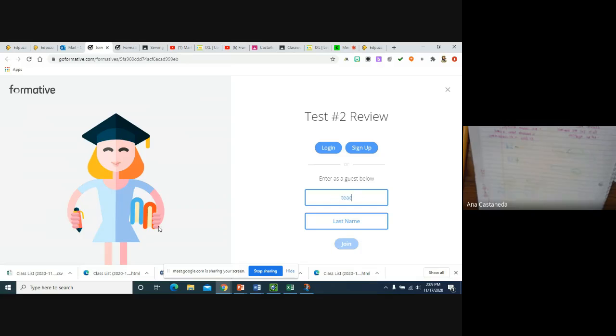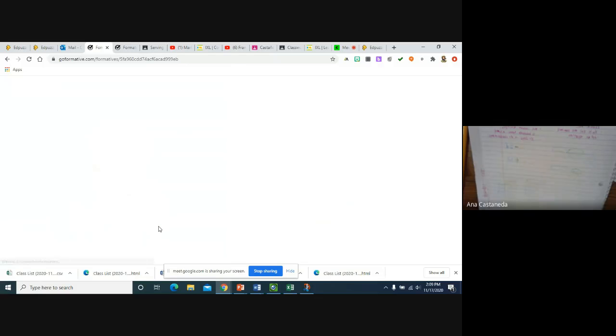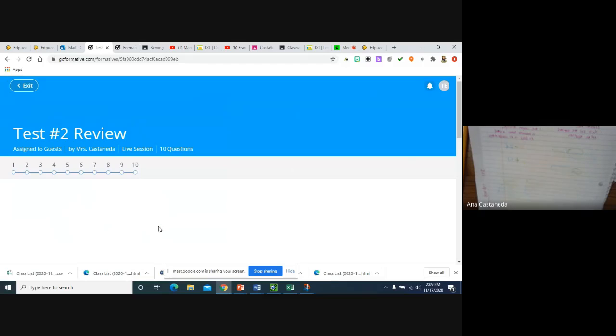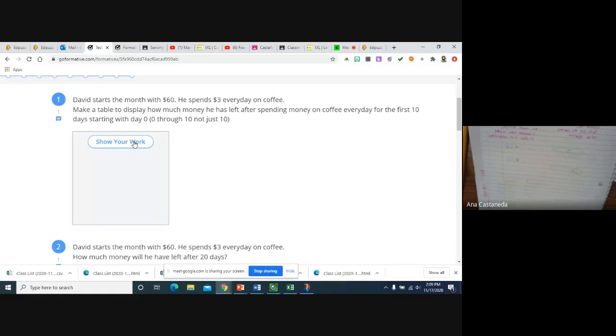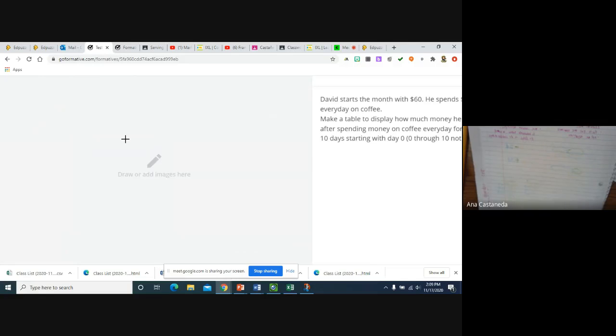You'll type in your first and last name. I'm doing this as an example just so you can know what it looks like. So we're going to do the review so everybody can see what you're supposed to do when you take your test. It starts with a problem. It's going to say David starts with however much, and then he spends $3 every day. So this is where you make the table. You have to make a T-chart, just like I'm doing here.